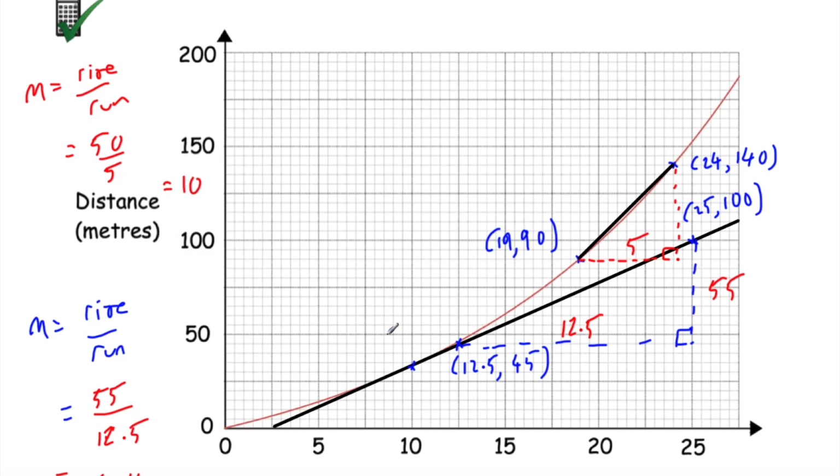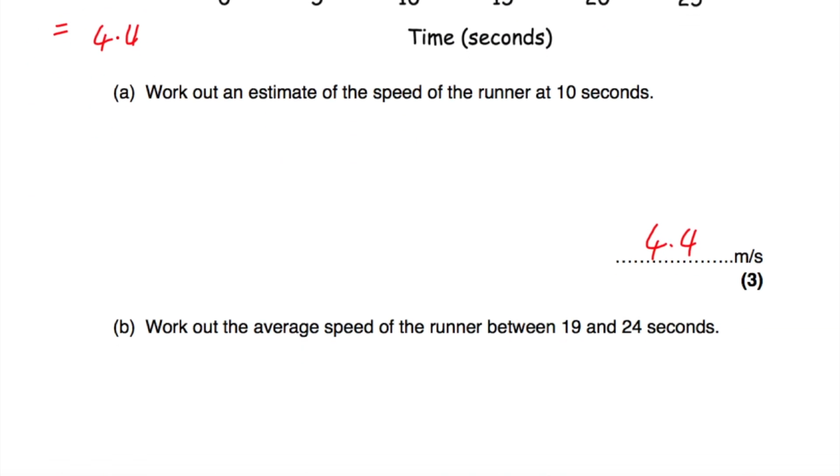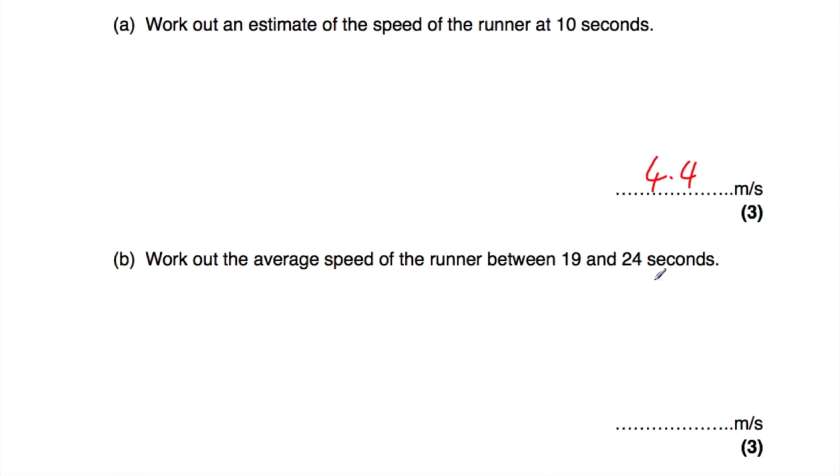And again, we're doing meters divided by seconds, that's going to be meters per second. And that's it. So the average speed of the runner between 19 seconds and 24 seconds is 10 meters per second. And that's it. Okay, let's look at our next question.